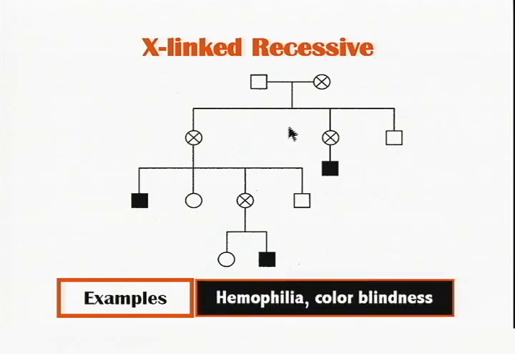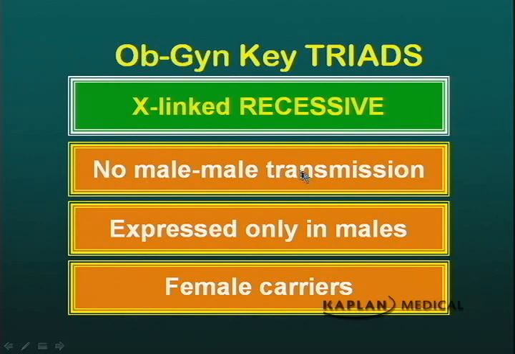Examples are hemophilia and color blindness. It's very rare for a female to be colorblind. Hemophilia is one which has some interesting historical significance. No male-to-male transmission, because a father will only give his son his Y chromosome, so he cannot give the disorder. It is expressed only in males. There are female carriers. That is X-linked recessive.